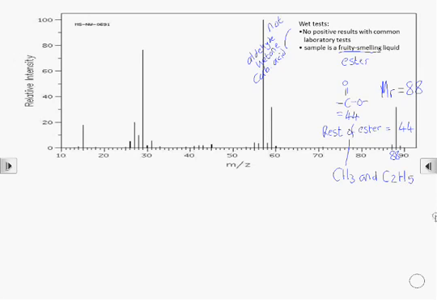Now we need to match the possible fragments of the molecule up to the peaks in the mass spectrum. A CH3 would show up at 15, so that's CH3+ fragment. An ethyl fragment would show up at 29, so that's C2H5+. And we'll have to work out some of the larger fragments. We could combine the ester and the methyl, so that would be CH3COO.